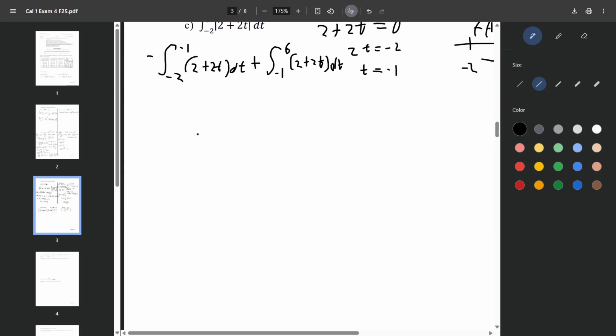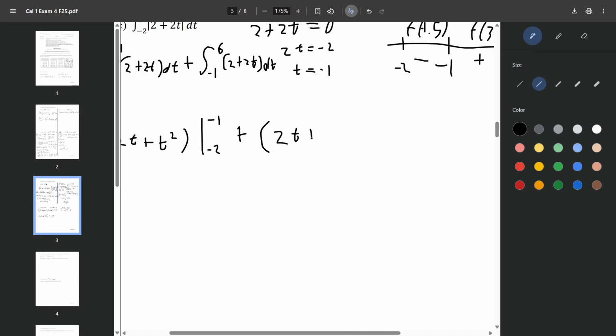So we're going to have negative 2t plus t squared from negative 2 to negative 1, plus, same as the previous one, but instead it's going to be negative 1 to 6.